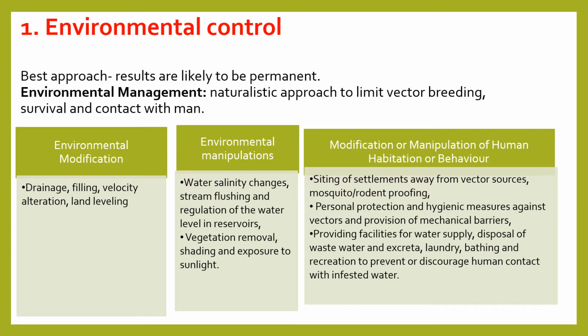First one is environmental control, which is the best approach for vector control. Environmental control includes elimination of breeding places, that is source reduction, then filling and drainage operations, then provision of piped water supply, proper disposal of refuse and other waste, and cleanliness in and around the house.